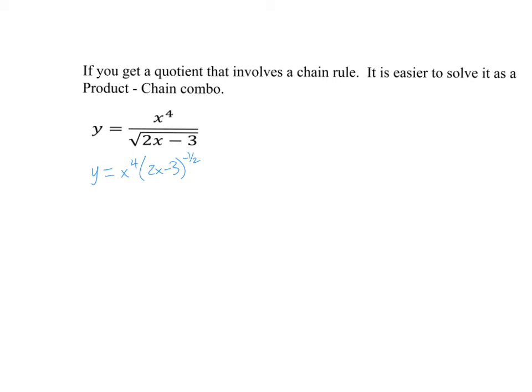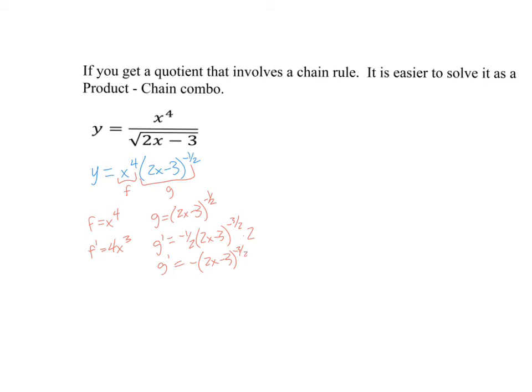Now, once we do that, the rest of the question is basically the same as what we just did. So let's call f our x to the 4th. So our derivative of that is 4x cubed. For the second one, 2x minus 3 to the negative half. The derivative of that would be negative 1/2 times 2x minus 3 to the negative 3/2 when we take away 1, and derivative of the inside is 2. So you can see that half out front and the 2 would cancel. So we should just have negative 2x minus 3 to the negative 3/2.